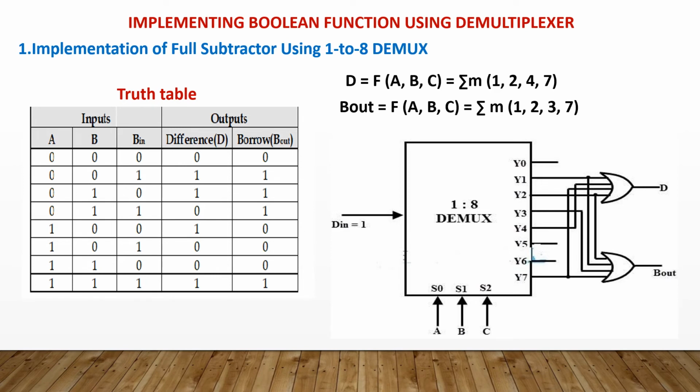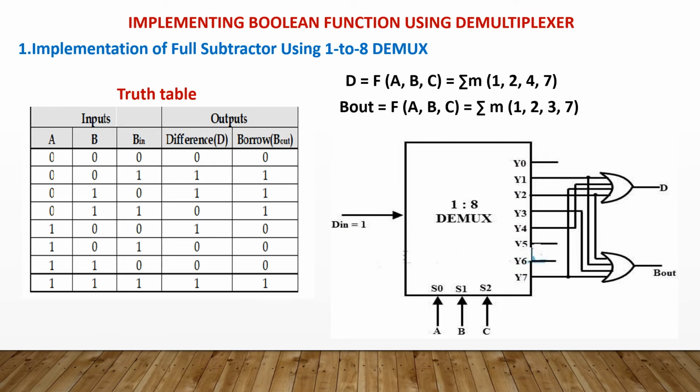So the question is, we are going to implement the full subtractor using 1 into 8 demultiplexer. So what is the difference? It is the sum of product terms 1, 2, 4, 7. So you can connect an OR gate. So 1, 2, 4, 7 can be connected to the input of the first OR gate. So that output is equal to difference.